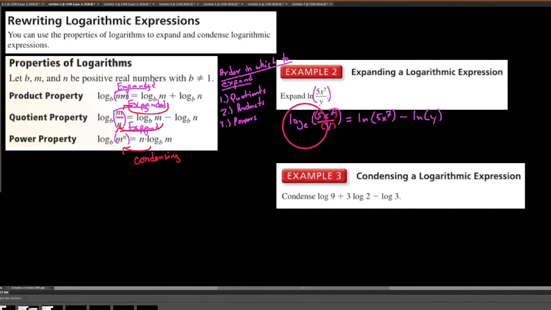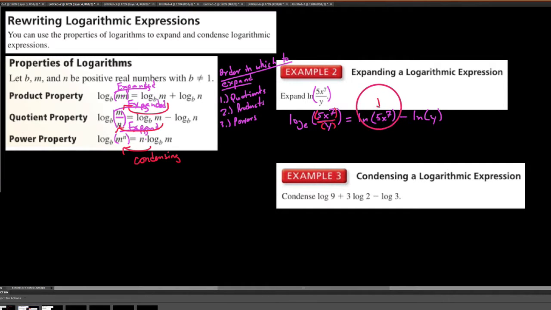So you can see that we take the ln of everything on top minus the ln of everything on bottom here. From this point, what we're looking for is this: keeping our eyes peeled for any products, quotients, or powers, or quotients, products, powers in that order. So when I look inside of both of my logarithms here, and I suppose I mean here and here where I have a 5x to the 7th and a y, what I'm looking for are any quotients.